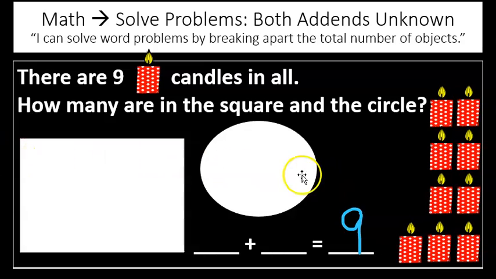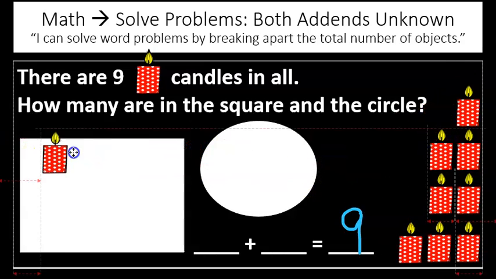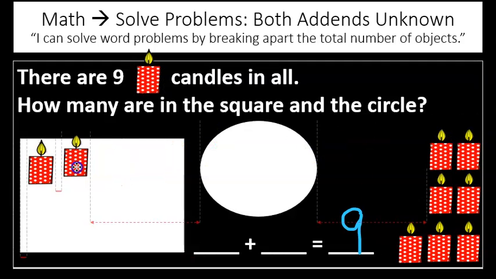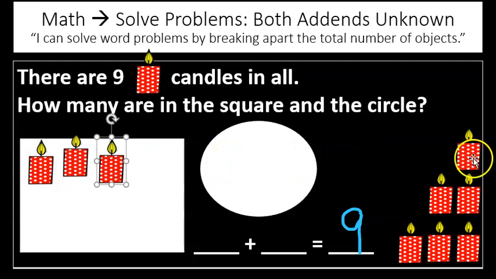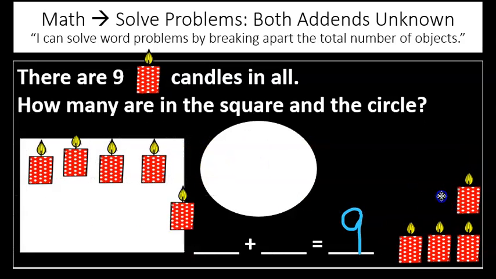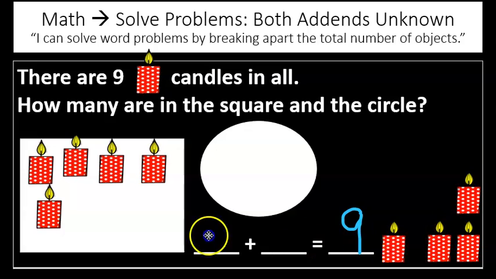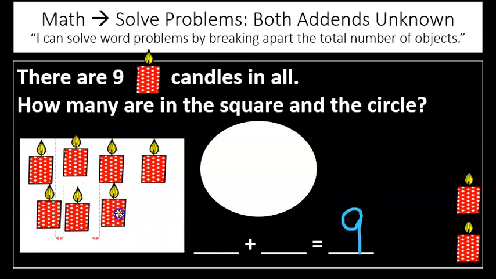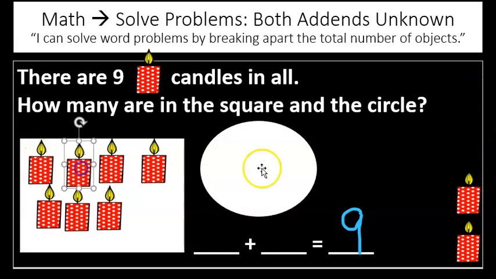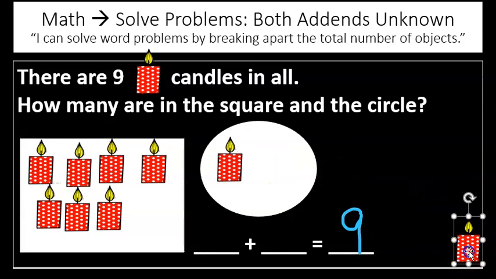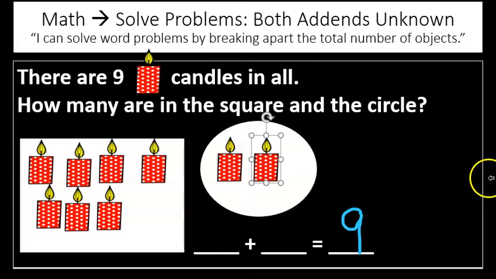Ready? Let's say we put 1, 2, 3, 4, 5, 6, 7. Let's say we just want to put 7 candles in the square there, okay? Now, the remaining 2 have to go into the circle now. So let's do that. 1, 2. And look at that now. We have numbers that we can put in now for our addends, okay?